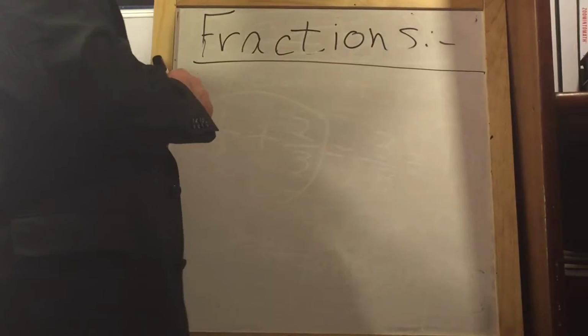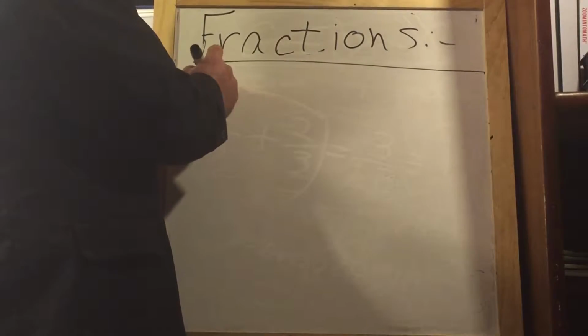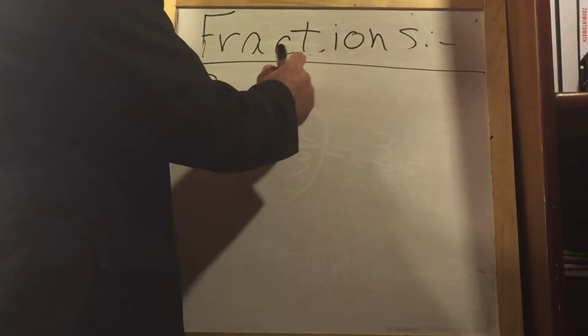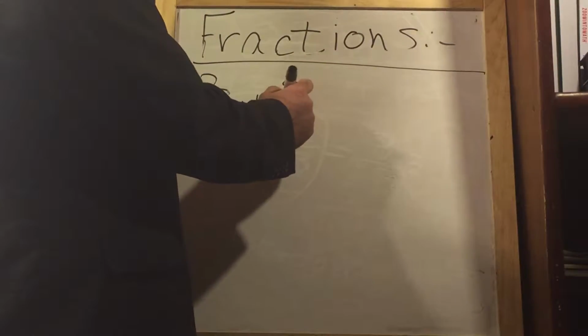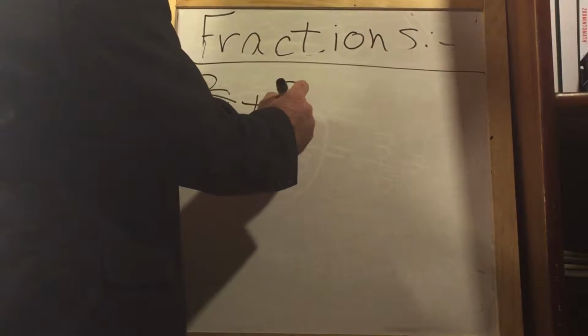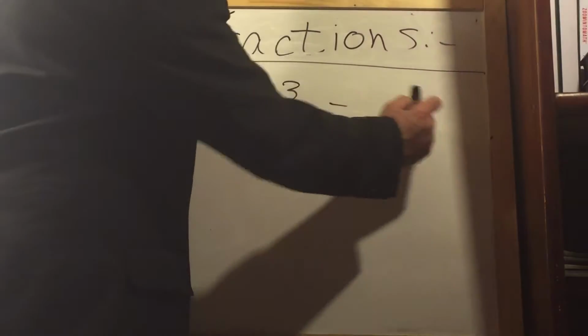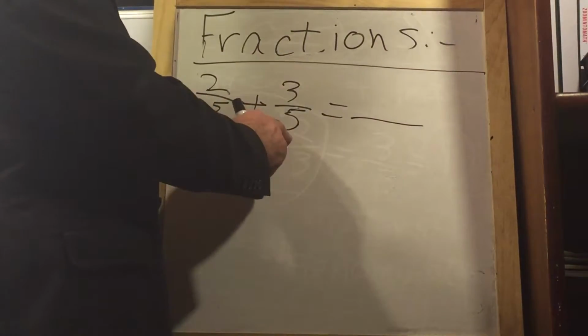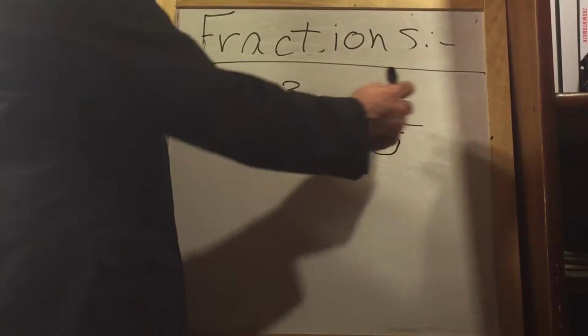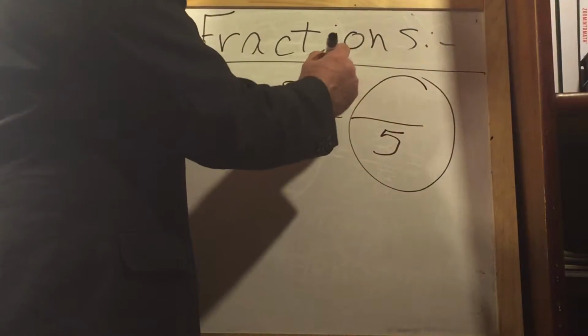Okay, let's do another example of addition. How about 2 over 5 plus, actually, 3 over 5. Again, 3 over 5, so we have the same denominator. We put it on the bottom here in the answer. This is the answer here.